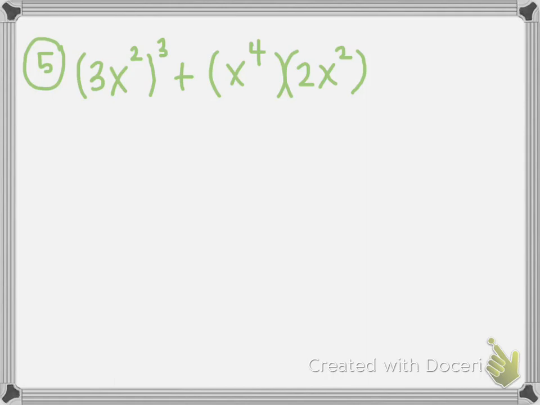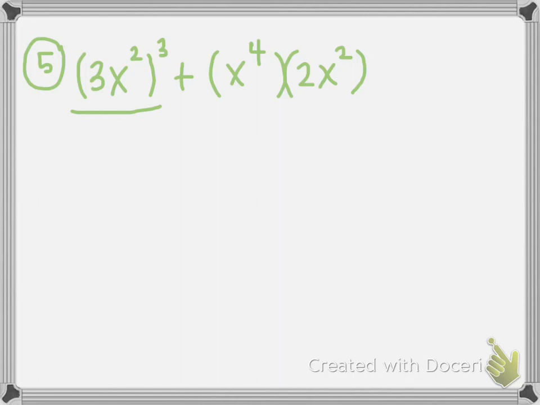Okay, so what about this one? This one applies all the rules that we know so far. Okay, so (3x squared) raised to the 3rd power plus x to the 4th times 2x squared. So the first thing I need to do is my order of operations. So I need to simplify my parentheses, my exponent first.